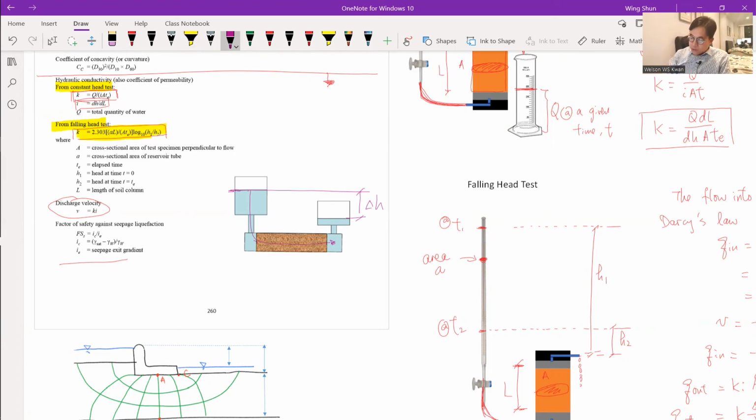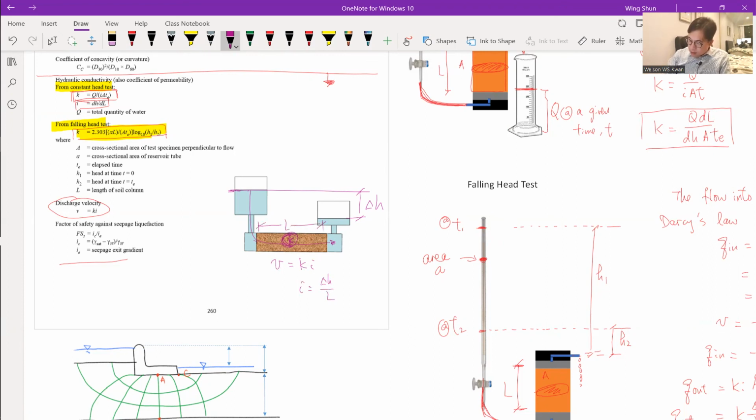And this discharge velocity equals K times i. So this is the K value, again representing how easily the water flows through the soils. And the gradient we get equals delta H divided by L. So delta H is, again, the head difference, and the L here is the length of the soil specimen.